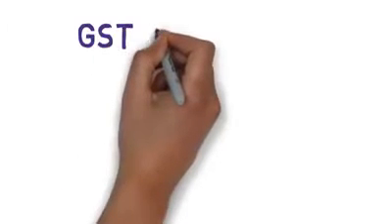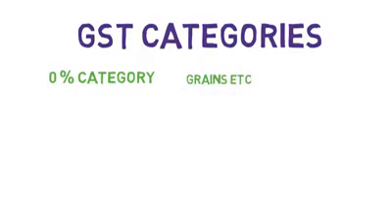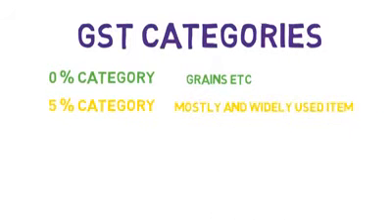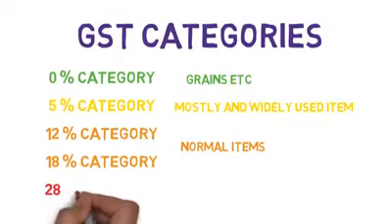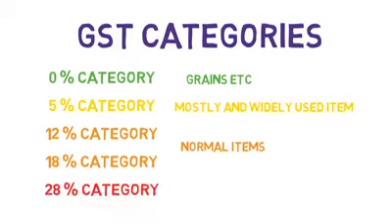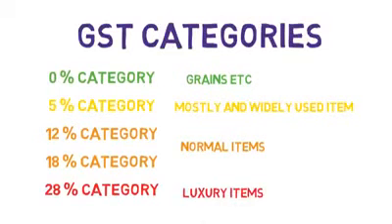We will also have 5 categories in GST in India. 0% category, which will apply on food grains and so on. 5% category, which will apply on mostly and widely used items. 12 and 18% categories, which will apply on items which are normally used. 28% category, which will apply on luxurious items.